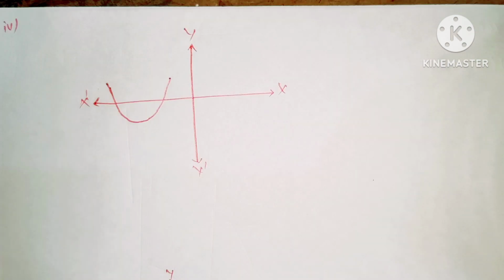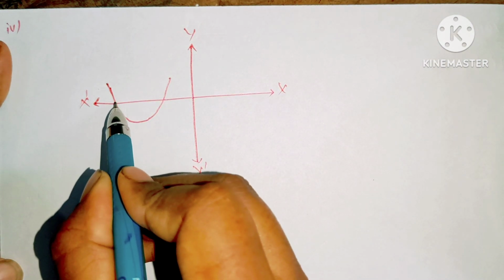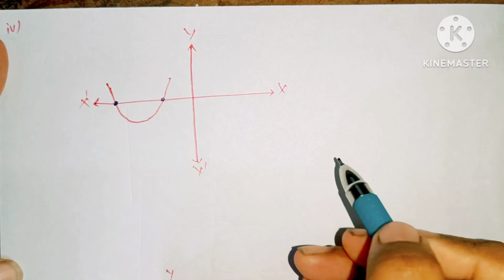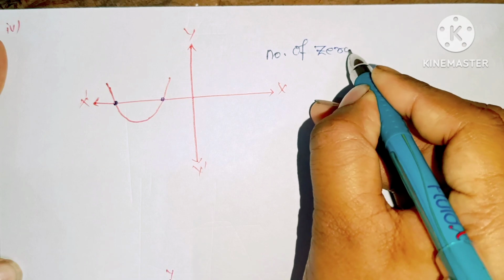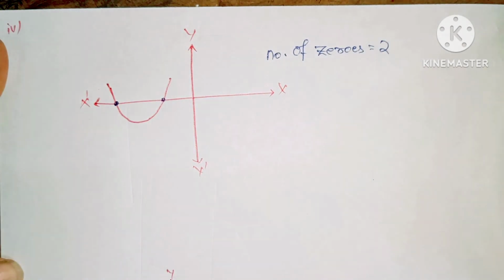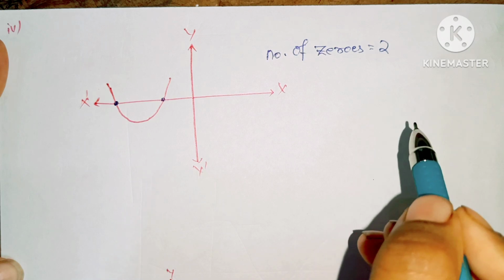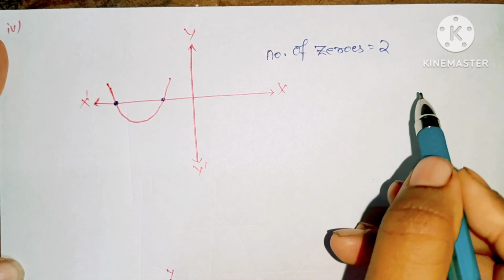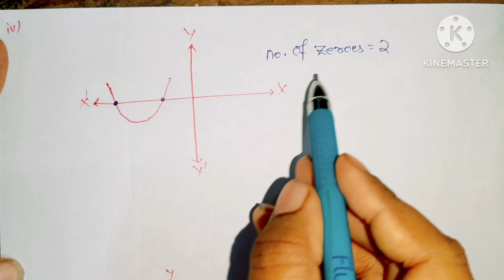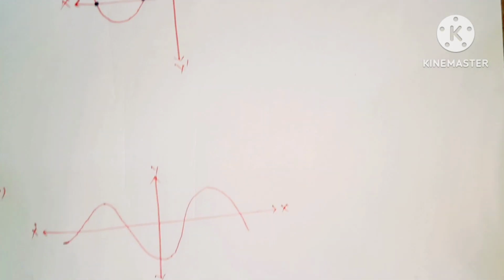Understood? Next, the fourth one. See here, it was intersecting the x-axis at 2 points. So number of zeros equal to 2, because at 2 points it was intersecting. And if it was given in a 2 mark question, you can write simply that it was intersecting at 2 points of the x-axis, so number of zeros equal to 2. If they give it in the bits, you can directly write down the answer.